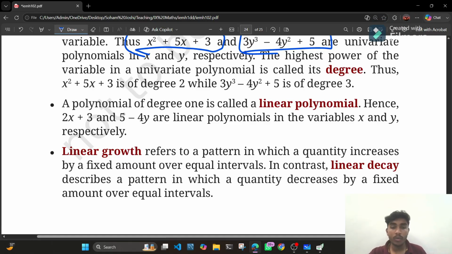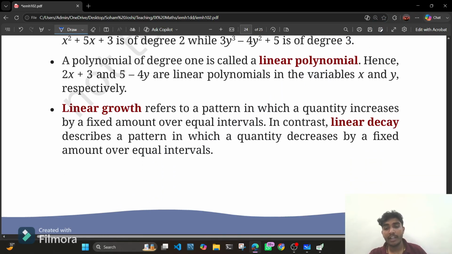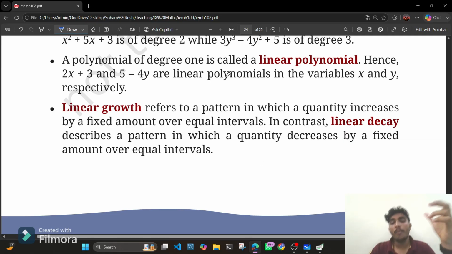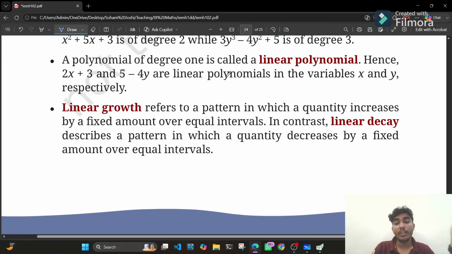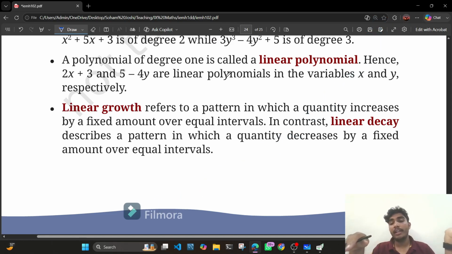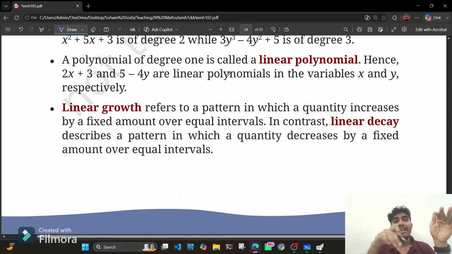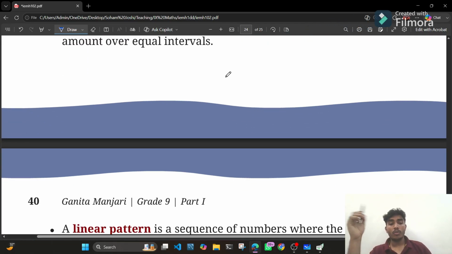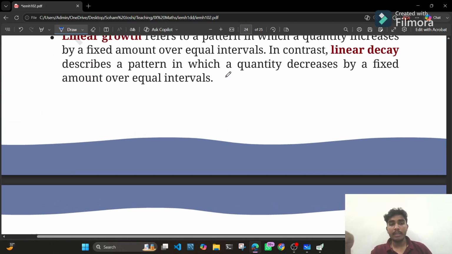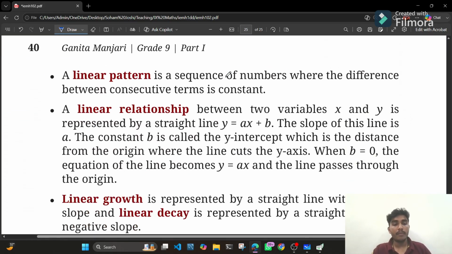Then we saw linear growth and decay. What is linear growth and decay? Linear growth refers to a pattern in which a quantity increases by a fixed amount over equal intervals. In contrast, linear decay describes a pattern in which a quantity decreases. Meaning in growth, mine keeps increasing. My cost of traveling was increasing as I increased my distance traveled. And in linear decay, we saw that my level of water was decreasing as I utilized it. Right. So this can be understood.